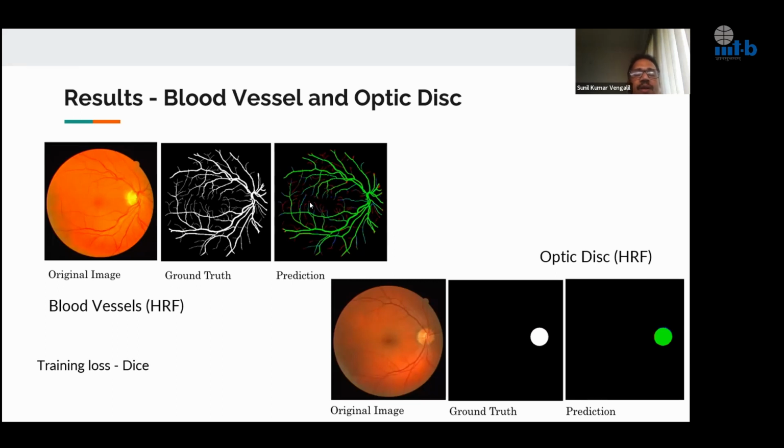Those are blood vessels the model was unable to detect. As you can see, most of them are very tiny blood vessels, very fine structures that the model has missed out. And the bottom one that you see is the optic disc: the original image, the ground truth, and the rightmost one is the prediction. Again, using the same color convention.